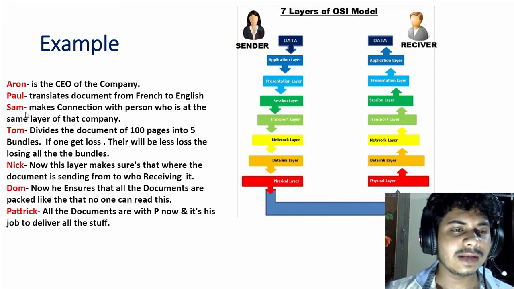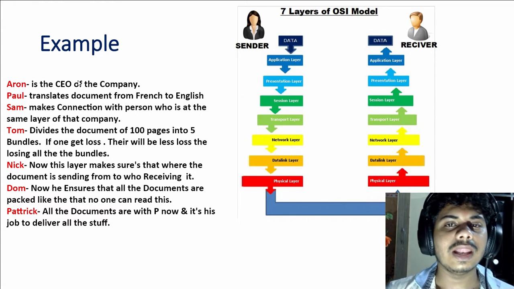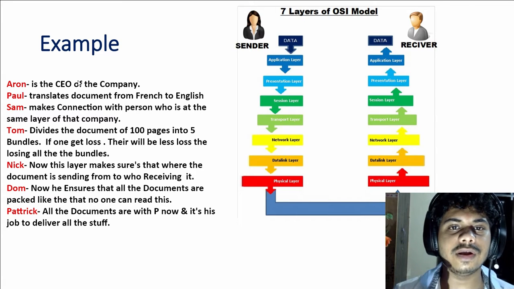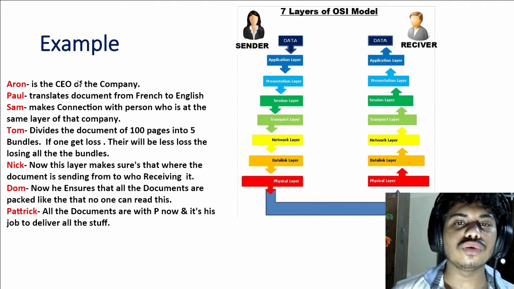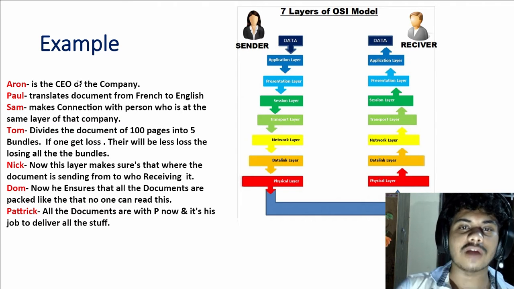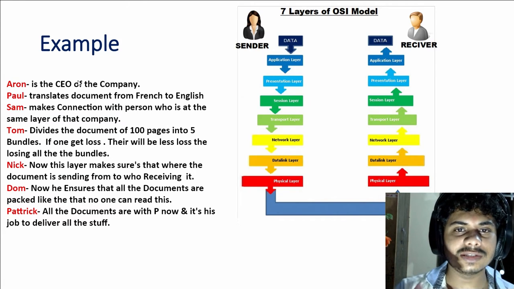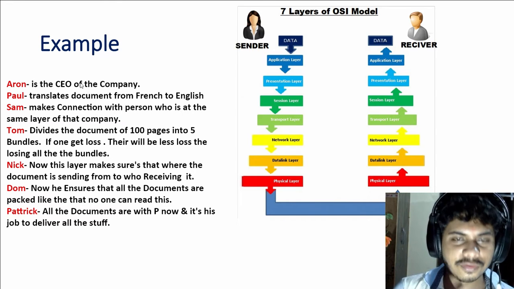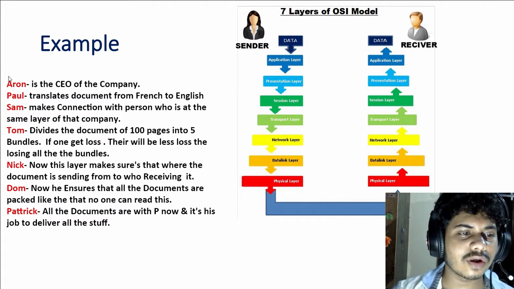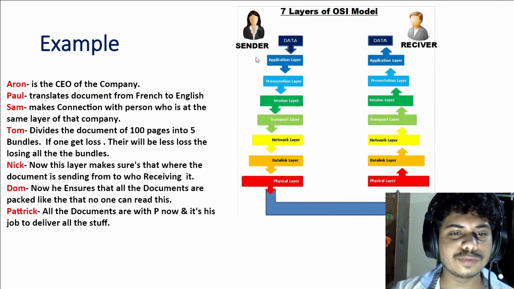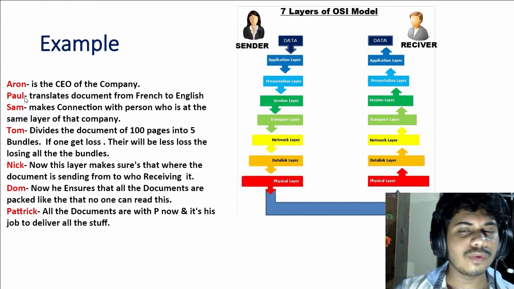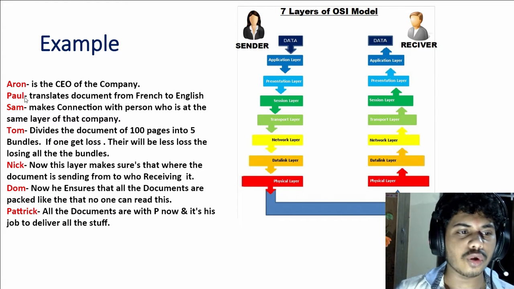For this example, I'm taking all this stuff in an offline mode. Now Aaron is a CEO of a company, and he wants to send 100 pages offline, not online. If I want to send 100 pages offline from France to the US, what are the steps? First you translate from French to English. It is the work of Paul. So you can relate who Paul is. The work of Paul is to translate the documents, and now he will pass the documents to Sam.